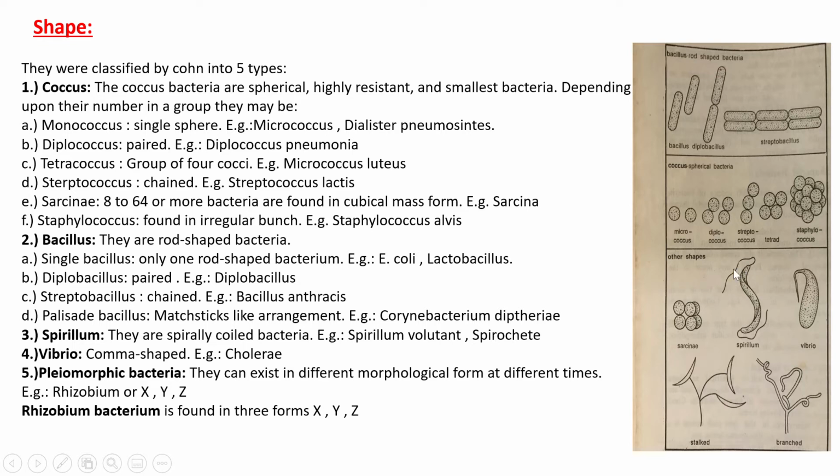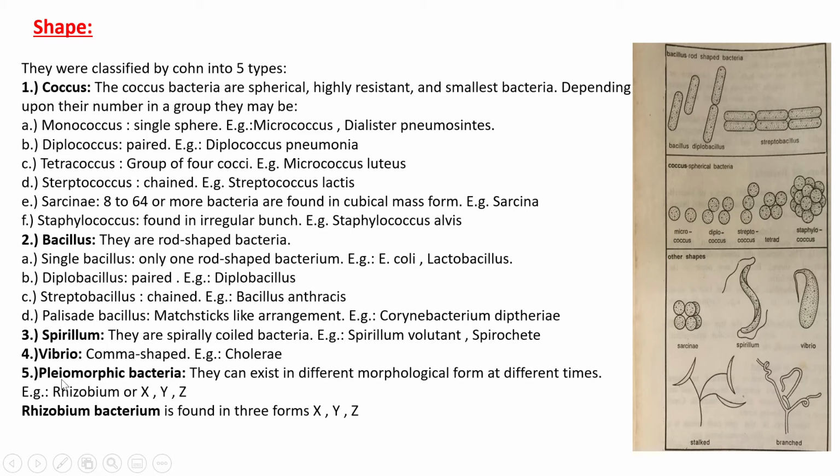Here we see Spirillum shape. They are spirally coiled bacterium. For example, we can see this in Spirillum volutans and spirochete. The fourth type is Vibrio. It is comma shaped. Here we see in the diagram.